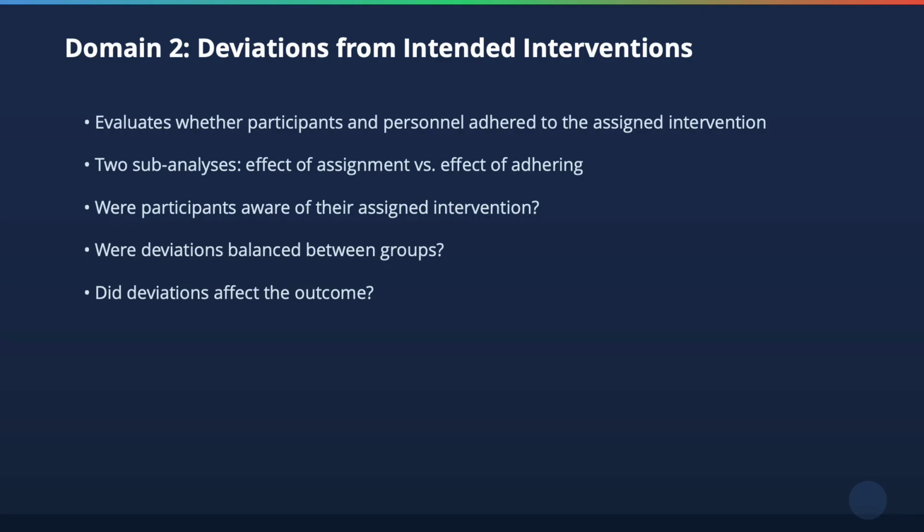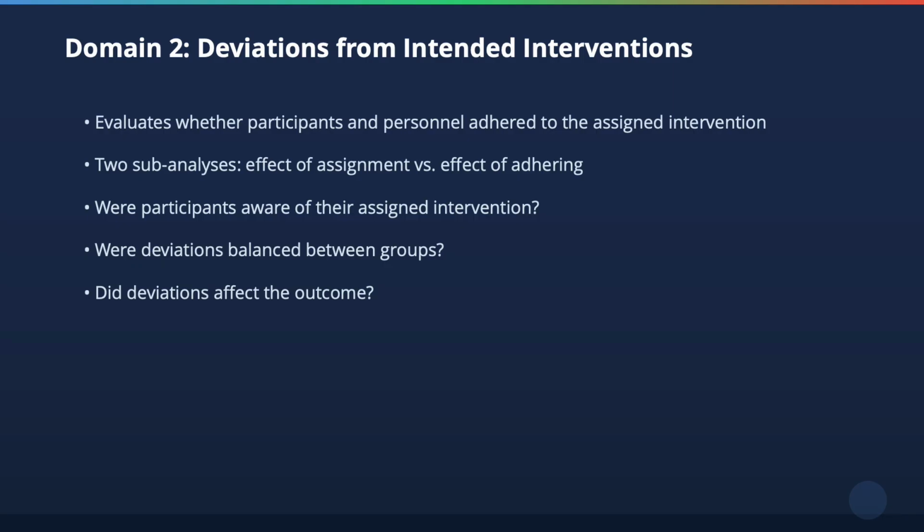Were participants aware of their assigned intervention? In an open-label trial, knowledge can influence behavior. Were there deviations due to the trial context? Were deviations balanced between groups? And did deviations actually affect the outcome?